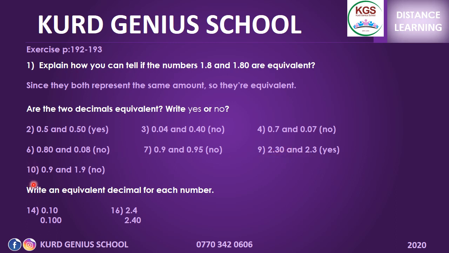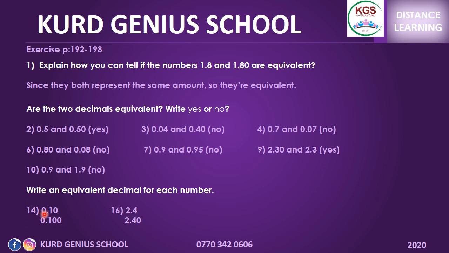Number 10. We have 9/10ths and 1/9. Are these two numbers equivalent? Absolutely no. Why? This one is much greater than this number, because here we have 1 in the whole number part, but here we have 0. So how can they be equivalent? They are not equivalent.